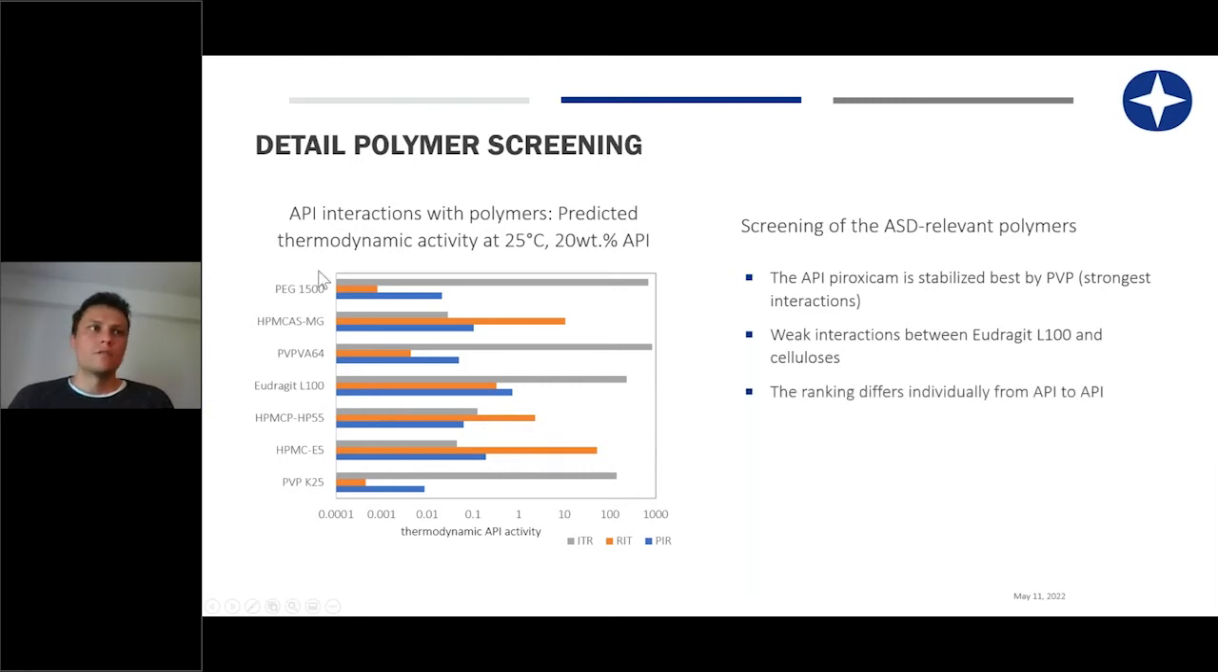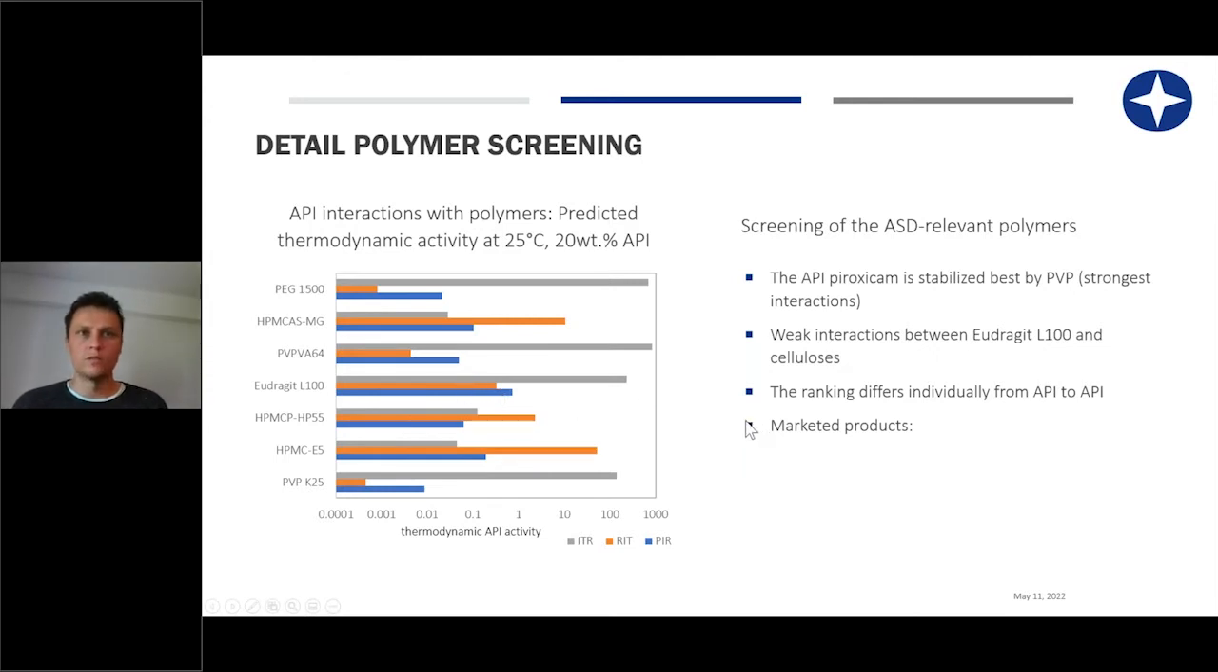So you see the ranking of the different polymers differs from API to API, and we always have a different order and always obtain a different best performing polymer for a given API. Very interesting to see if we compare that to the marketed formulations.